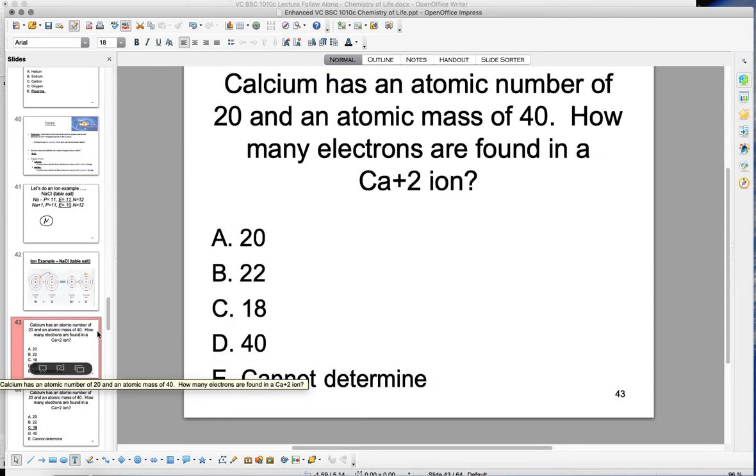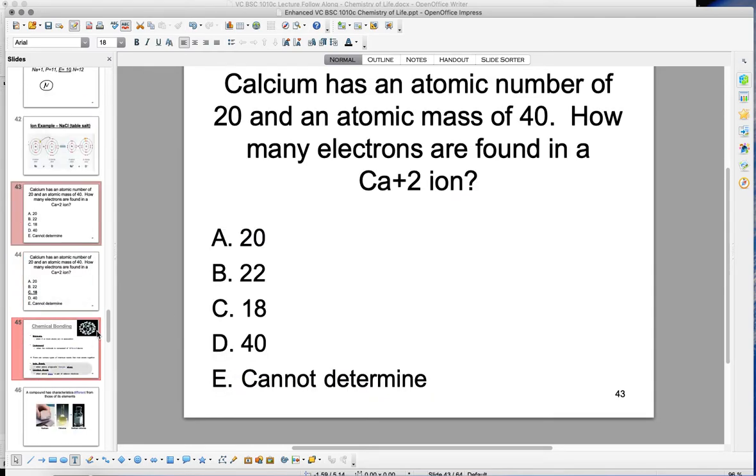So a good application type question here will be: calcium has an atomic number of 20, an atomic mass of 40. How many electrons are found in a Ca plus 2 ion? So normally we said that calcium has an atomic number of 20, which means it has 20 electrons. And now if it becomes more positively charged by 2, how many electrons is it going to have?